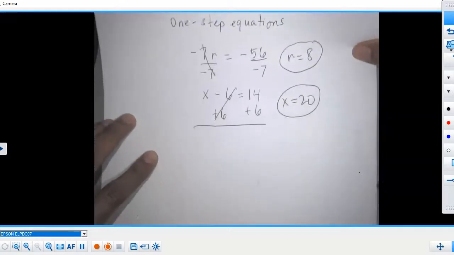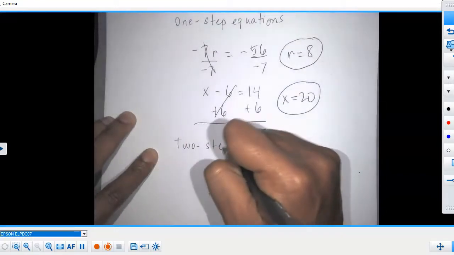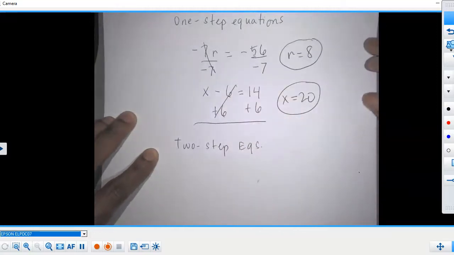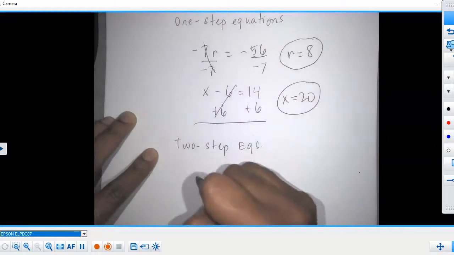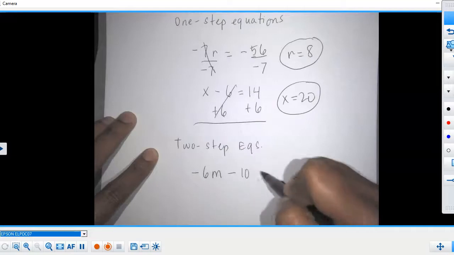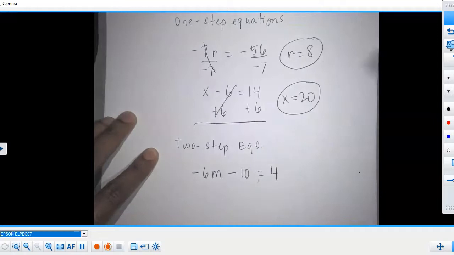All right, so then we've talked about two-step equations. There's a video on two-step equations on this channel. In two steps, you have to do, just like it sounds, two steps. So what if I had something like negative 6m minus 10 equals negative 4? I'm making these up, so there's no worksheet for this.